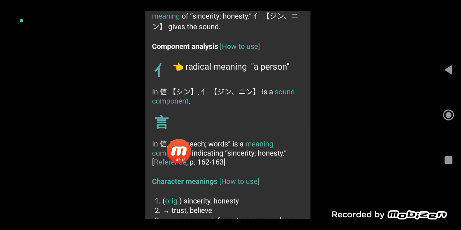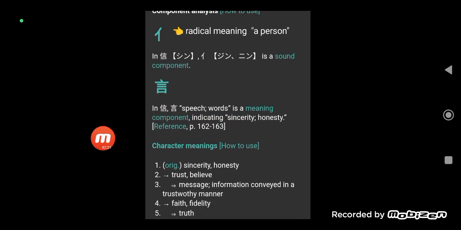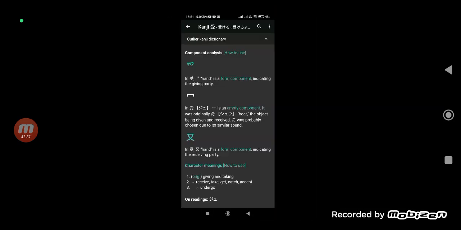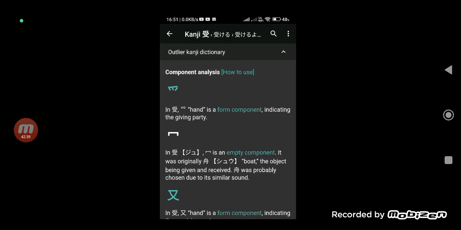So kotoba, or the speech radical, is the meaning component here, indicating sincerity or honesty. So the original meaning is sincerity, honesty, but in modern Japanese, this kanji has the meaning to trust, or believe, or put your faith in that particular person you're listening to. So see, it's very useful. The kanji radicals are very useful.